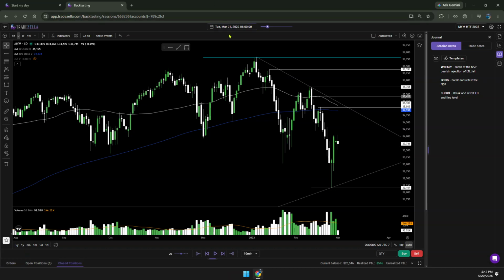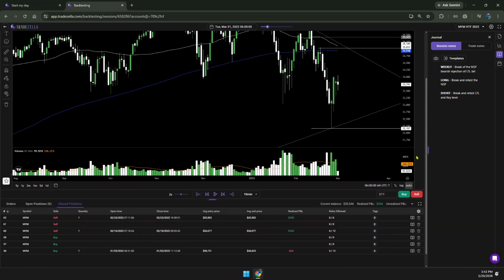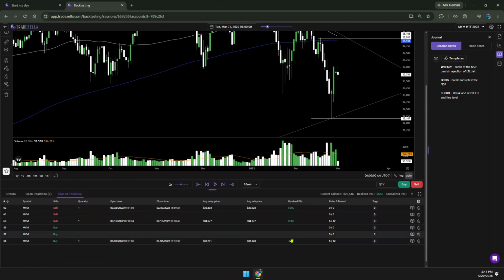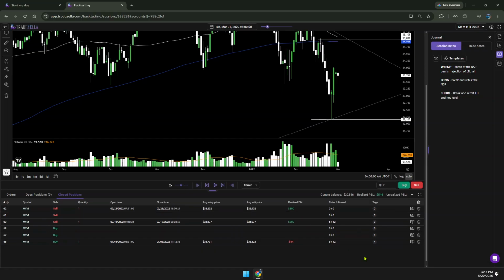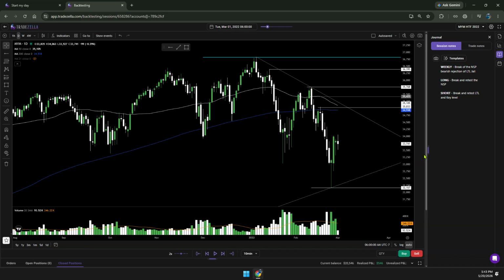I'm in March 1st, and I have 3 trades. That's it. 2 wins, so it's looking good. A lot of attempts that never panned out. But yeah, 3 trades, and I'm in March. That's how tight it is.